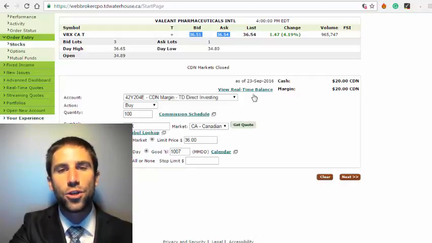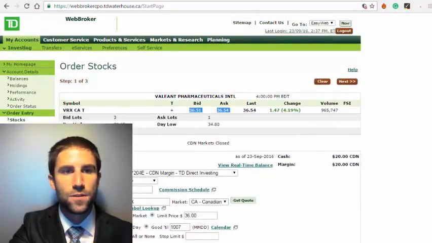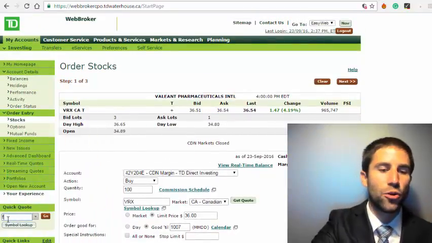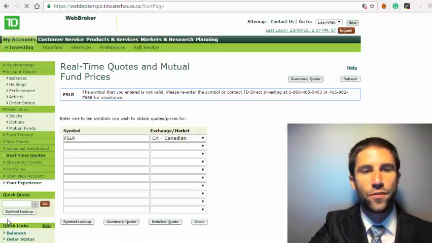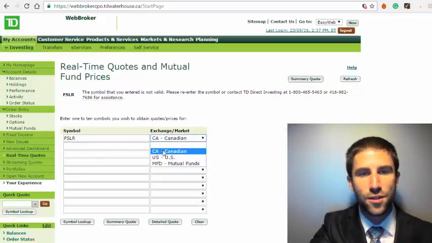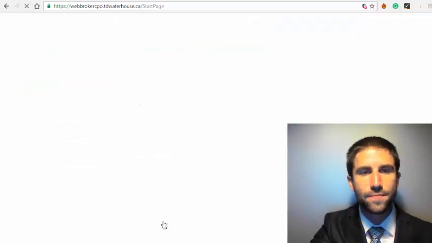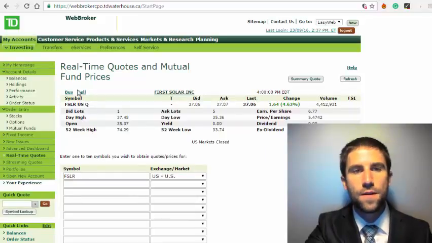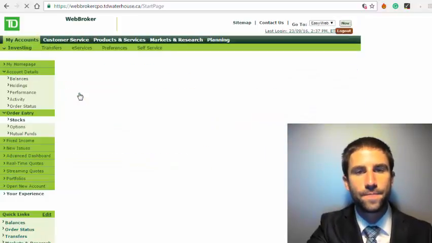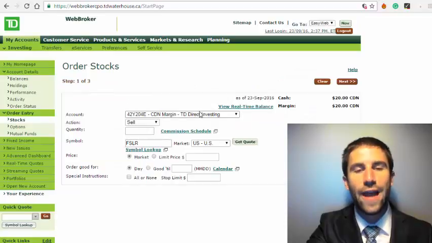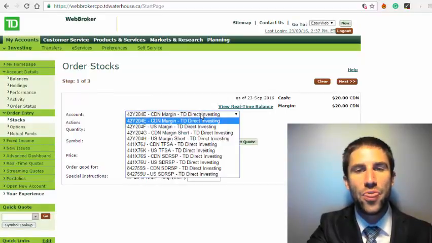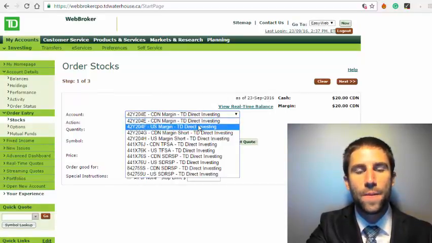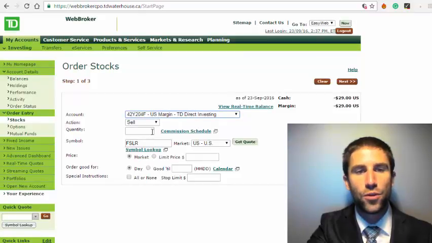However, another thing I want to show you is you can do the same thing on the sell side. So we're going to start back here. This time we're going to use First Solar, different company. It's on the US side, so I need to select the US market. And here I'm going to say sell. I don't currently have any holdings of First Solar in this particular account, but it's just to show you that we can do the same thing.